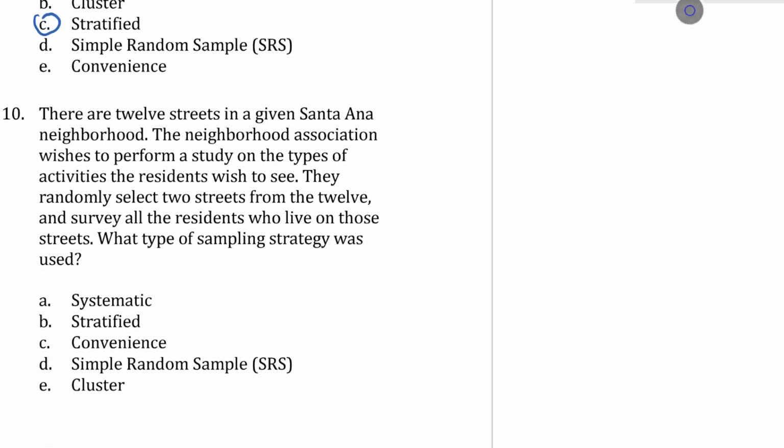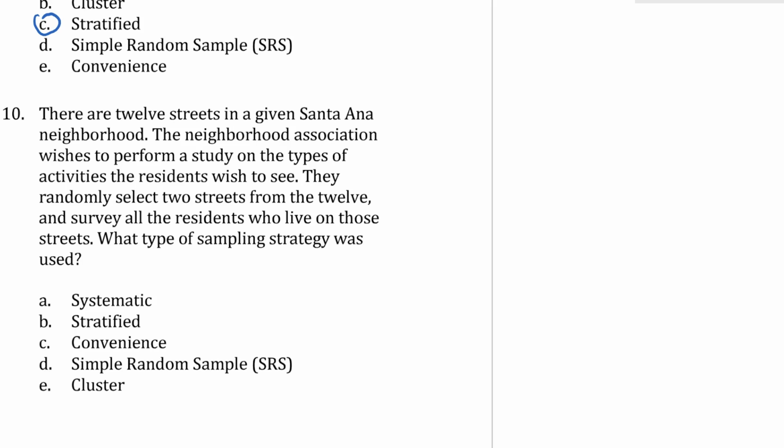Finally, number 10. There are 12 streets in a given Santa Ana neighborhood, and the neighborhood association wishes to perform a study on the types of activities the residents wish to see. They randomly select 2 streets from the 12 and survey all the residents who live on those streets. What type of sampling strategy was used?